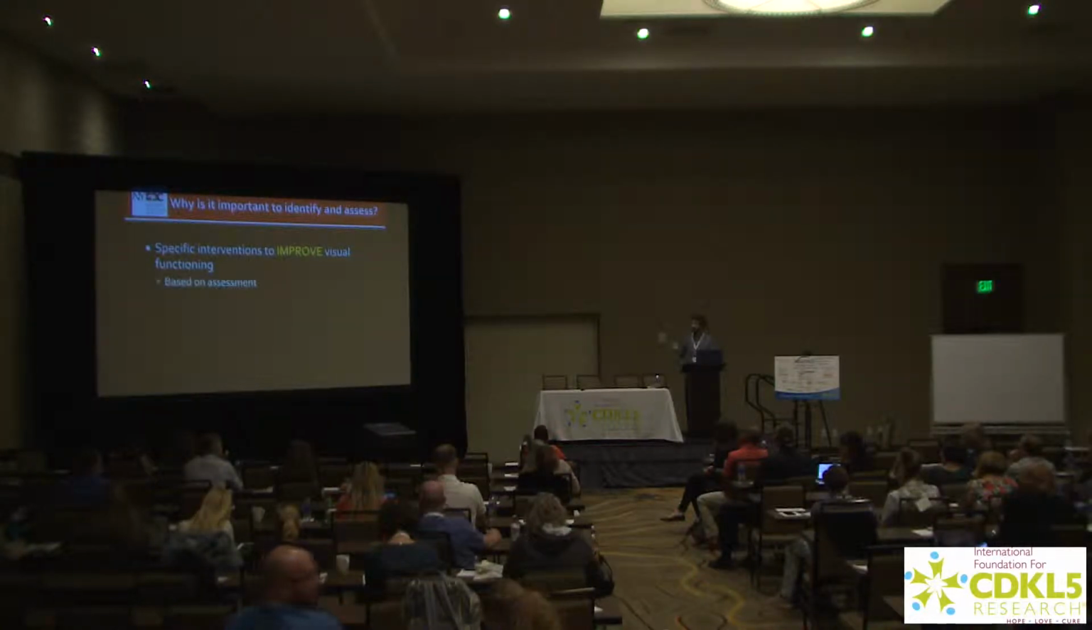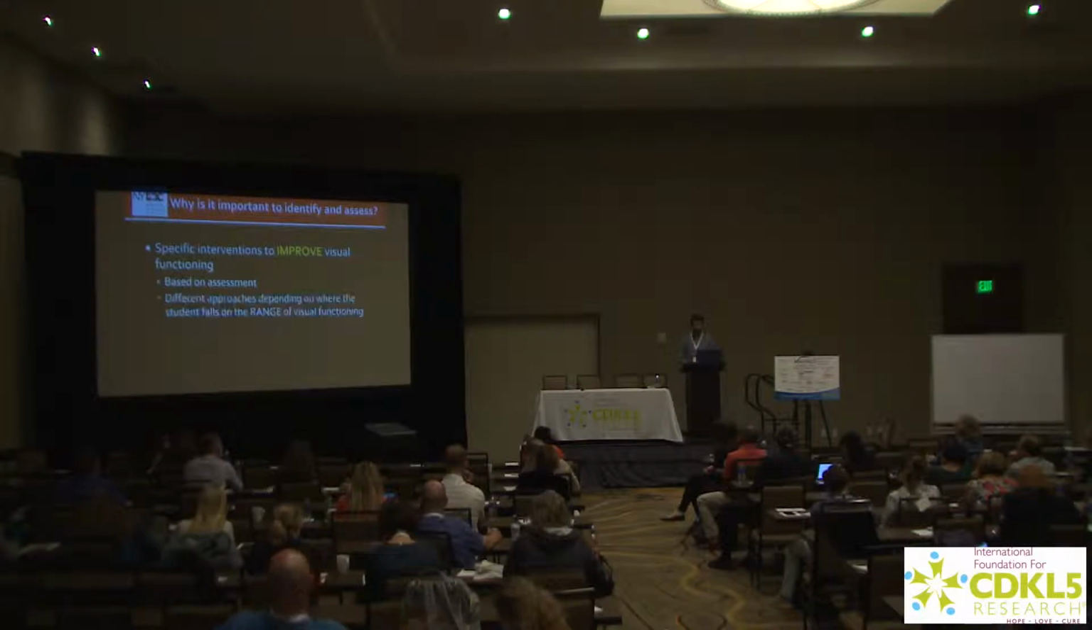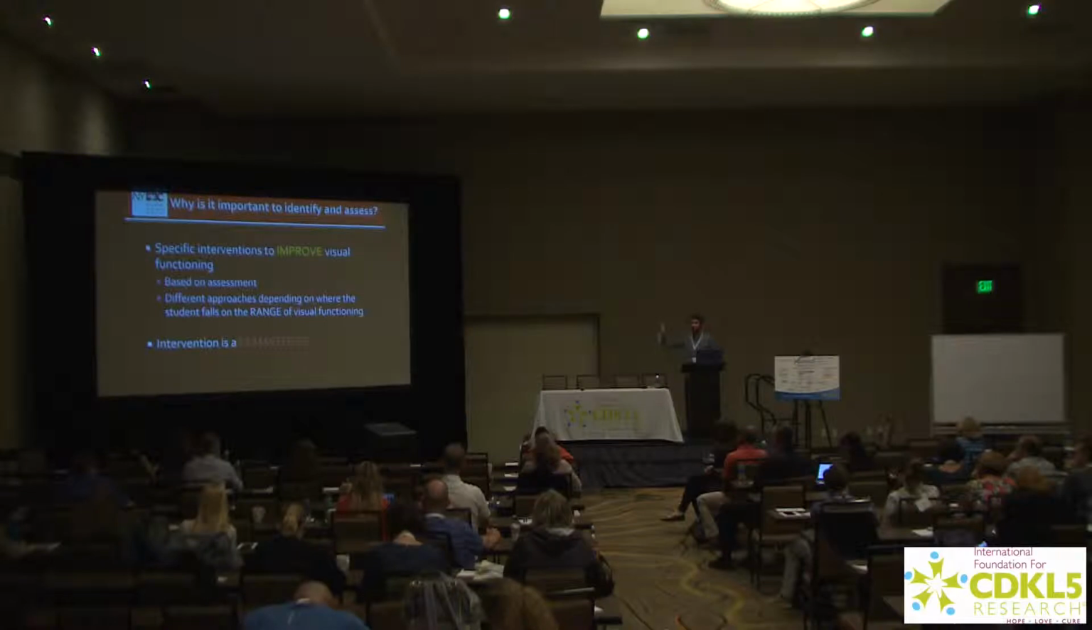But it does have to be based on assessment, and the reason for that is that there's very different approaches to intervention based on where your child falls on what's called the range of visual functioning. It's almost like a wide spectrum of visual functioning. Very, very different from one end of the range, most severe, to another end of the range, least severe or most kind of typical use of vision.